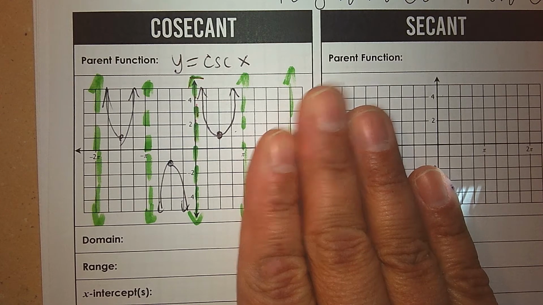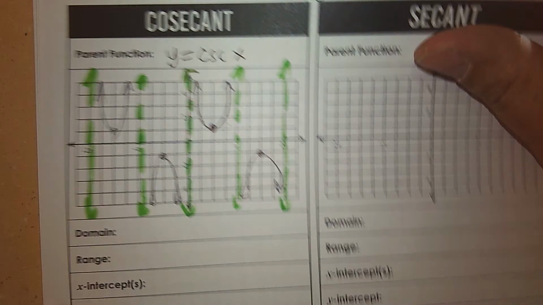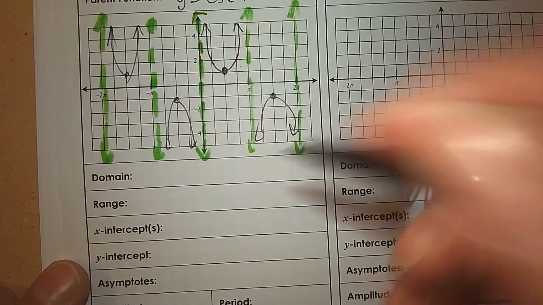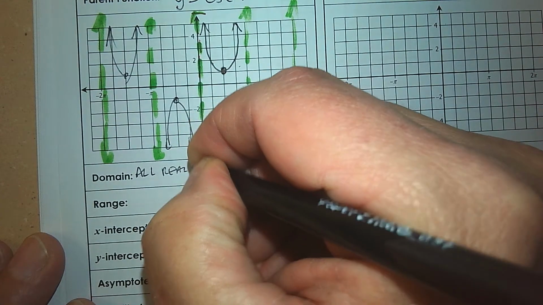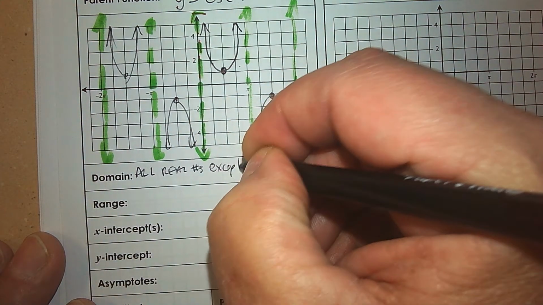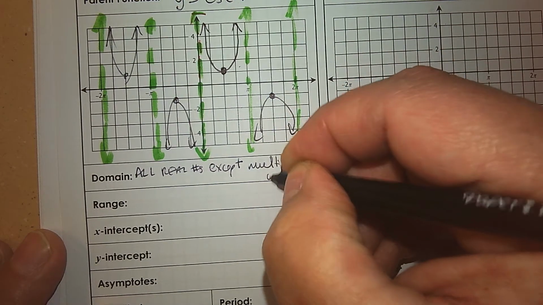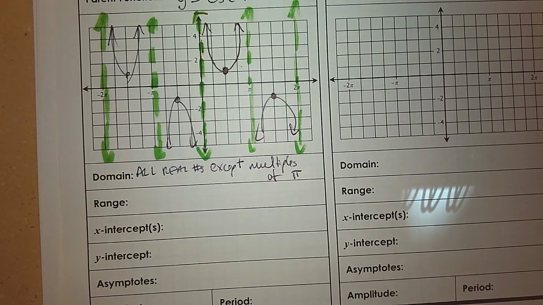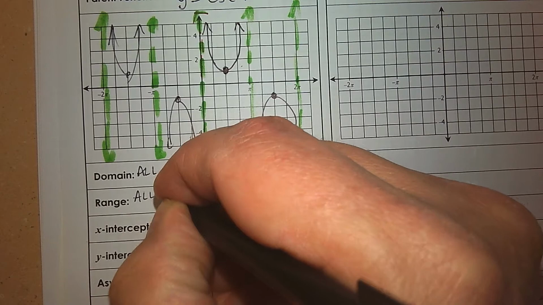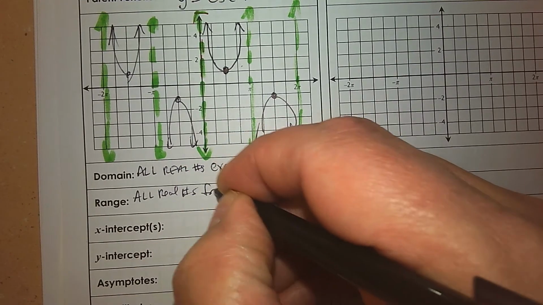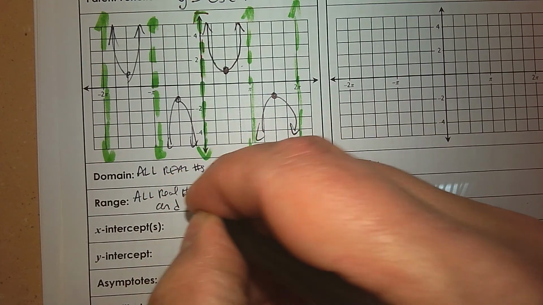All right. So, the domain for cosecant is all real numbers except multiples of pi. The range is all real numbers from 1 to infinity and negative infinity to negative 1.